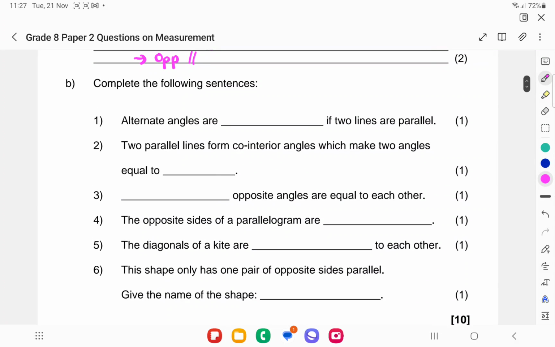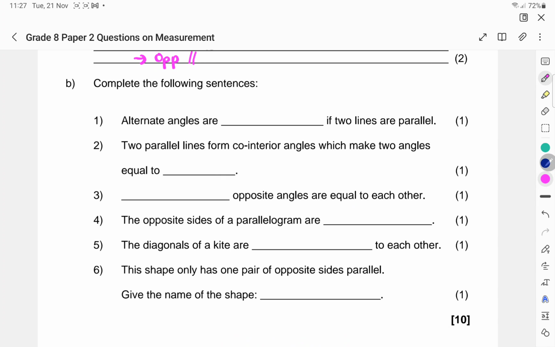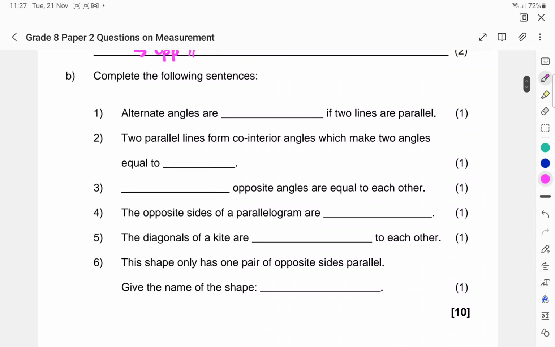So this is also still a level, like a section A type question, very easy, straightforward. Complete the following sentences. So a bit of geometry in here as well. Alternate angles are, if two lines are parallel. So alternate angles, remember your alternating angles. So over there, they are equal to each other.